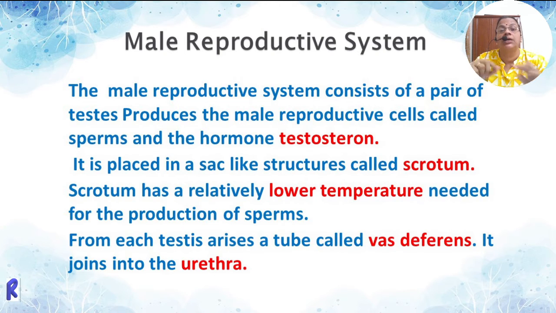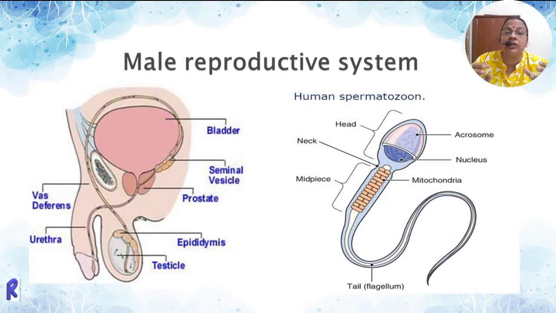From the testis, since there is one pair of testes, a long tube emerges. That tube is called the vas deferens. So there is a pair of vas deferens. The vas deferens will surround the urinary bladder, then join together and form a single duct called the urethra. This is the structure. Here you can see the figure I have attached.